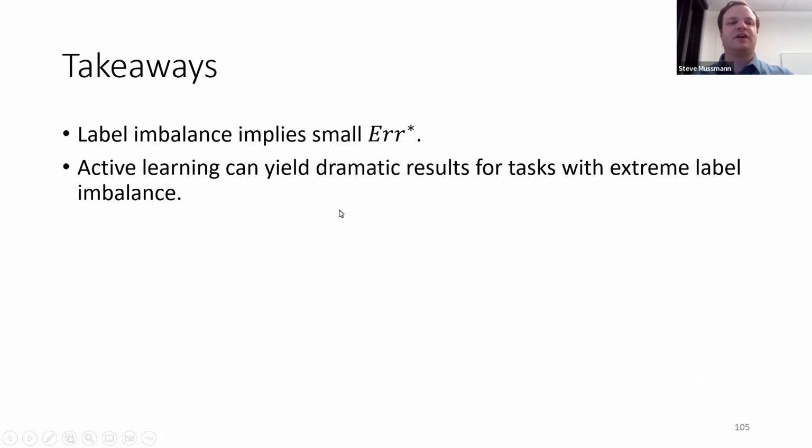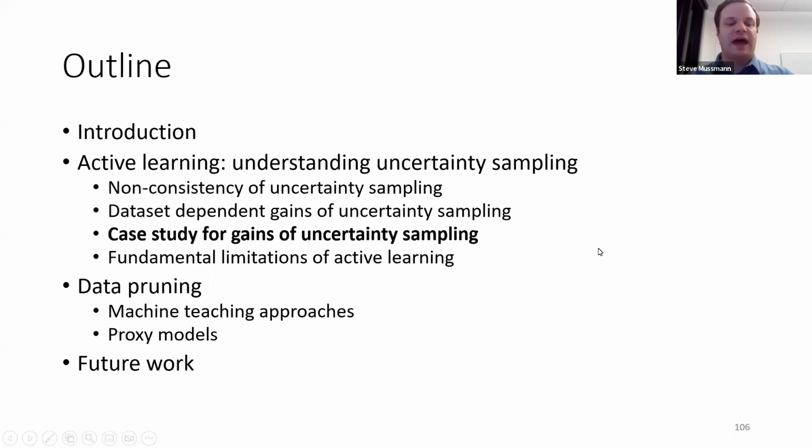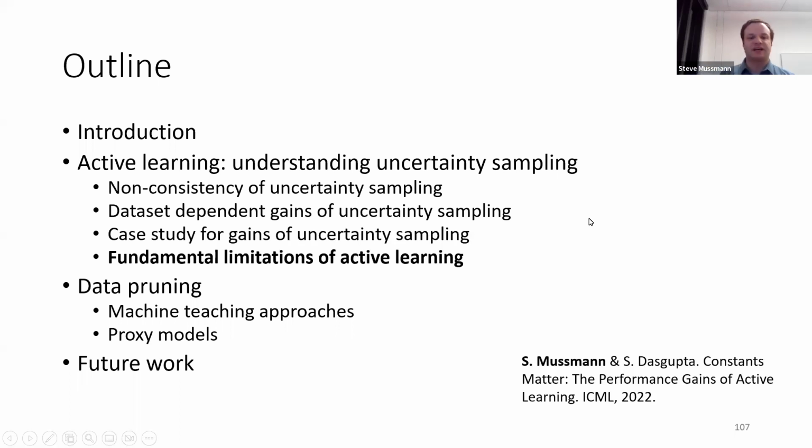The takeaways from this section are that label imbalance implies a small error star, and thus we might be encouraged to use active learning. And indeed, active learning can yield dramatic results for tasks with extreme label imbalance. And with that, I'd like to finally wrap up the section on uncertainty sampling with looking at the fundamental limitations of active learning.